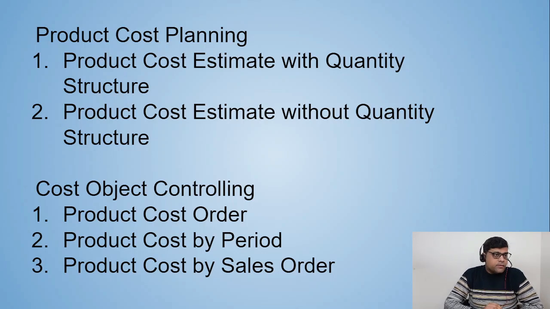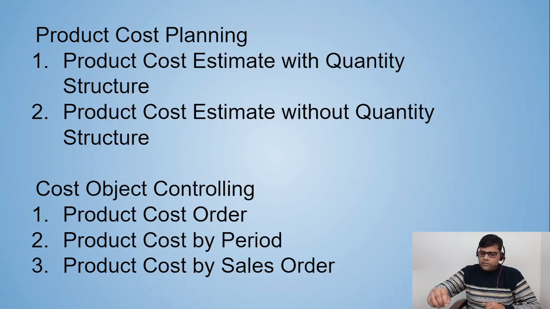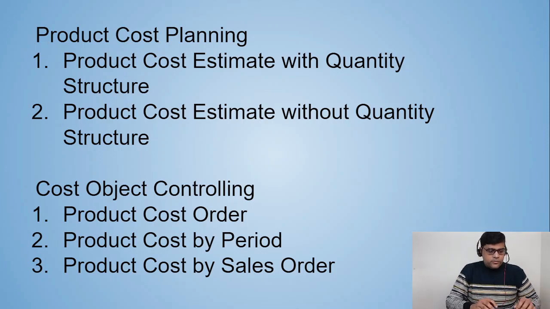So if you check this PPT, the first one is plant price, product cost planning. In this product cost planning, we have product cost estimate with quantity structure and without quantity structure. Now, what is this with quantity structure and without quantity structure? Assume that we don't have PP, so the production module is not there. In that case, we will go for product cost estimate without quantity structure.